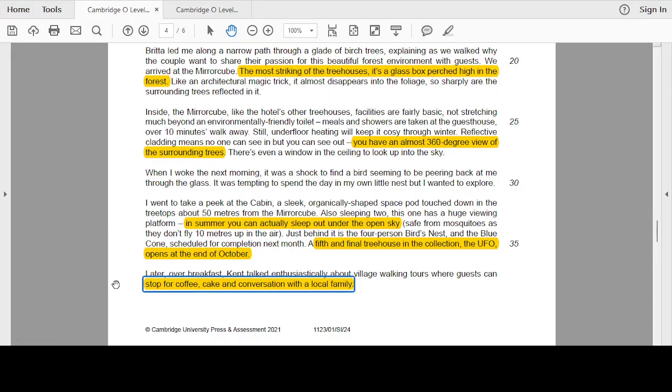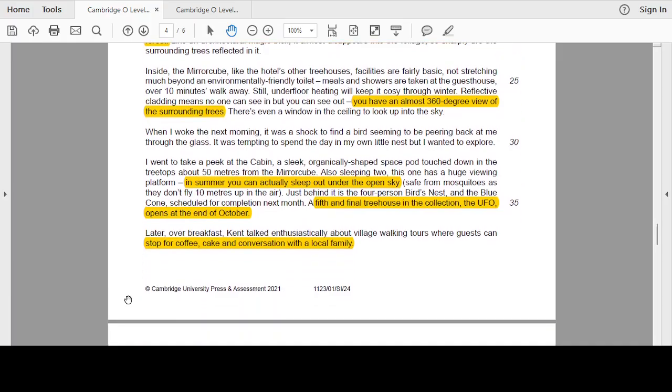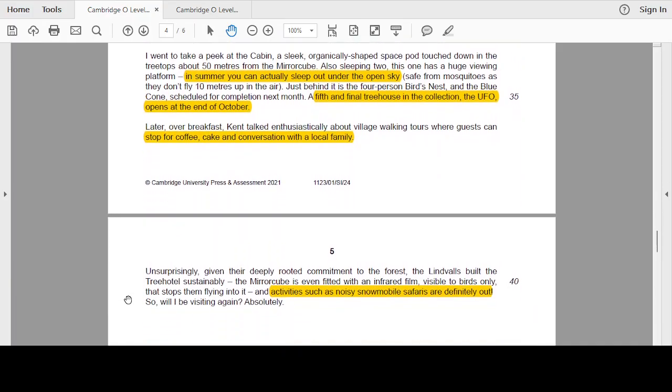We can stop for coffee, cake, and conversation with a local family. So interacting with the locals, that's a valid point. Activities such as noisy snowmobile safaris are definitely out. This is a valid point, and this would bring me to tell you that sometimes what Cambridge does is they clump certain points together as one. So if you take a look at the mark scheme for an English paper in particular, or a language paper, let's say, so you also have Urdu if you're taking any other language by any chance.